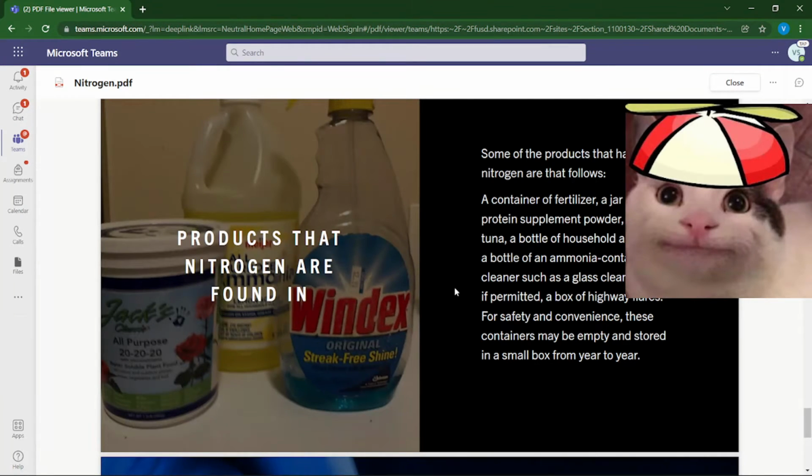Some of the products that have nitrogen are as follows: a container of fertilizer, a jar of protein supplement powder, a can of tuna, and a lot more. And for safety and convenience, these containers may be emptied and stored in a small box from year to year.